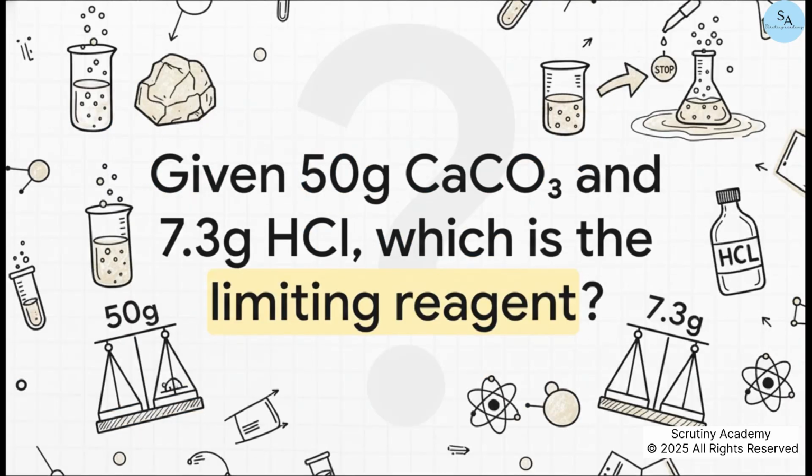So, let's tackle the textbook example. We're mixing 50 grams of calcium carbonate with 7.3 grams of HCl. The question is, which one is our cheese? Which one is going to run out first?